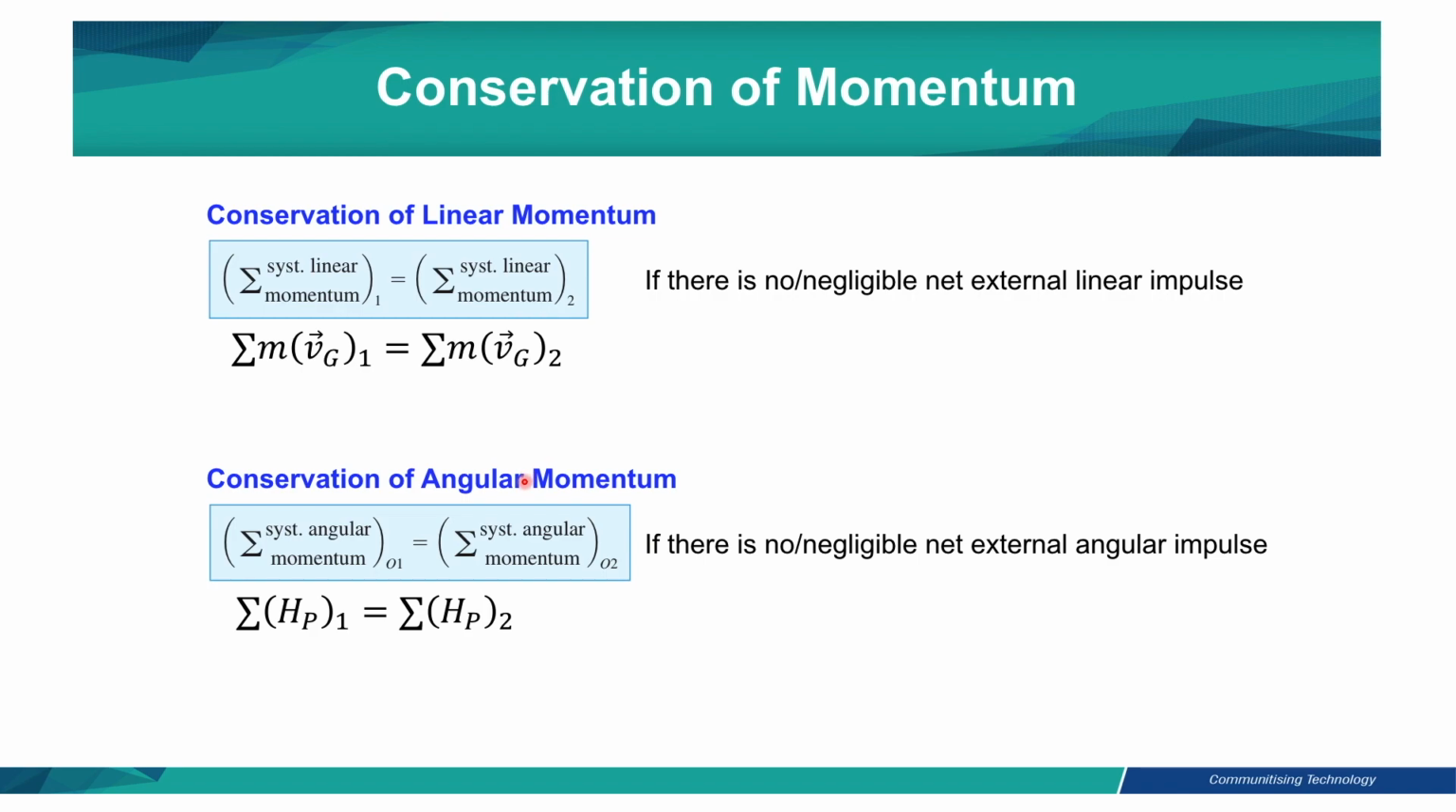We can also have a conservation of angular momentum where the angular impulse is negligible. So we will have the equation of initial angular momentum equal to final angular momentum. So these are known as the conservation of momentum.